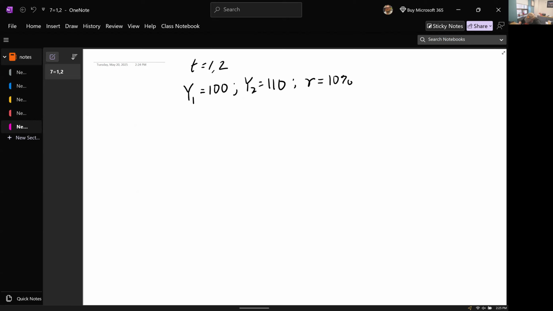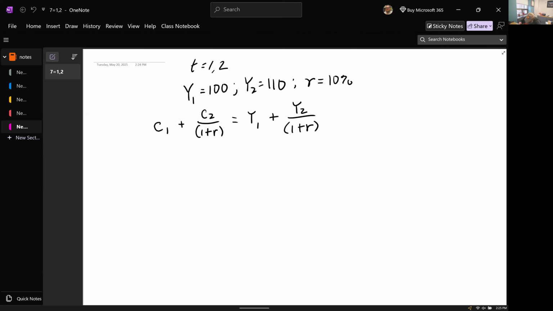Okay. Now, my intertemporal budget constraint is going to look like this. C1 plus C2 over 1 plus r is equal to Y1 plus Y2 over 1 plus r.